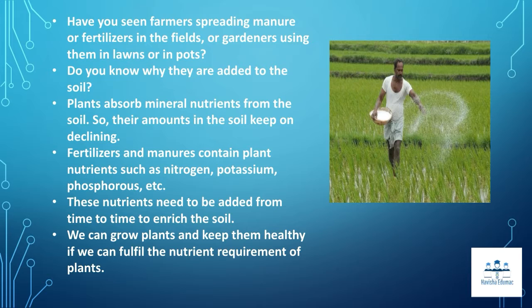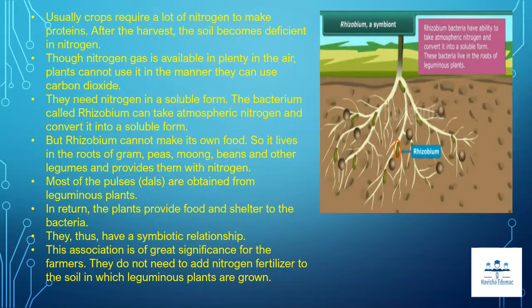We can grow plants and keep them healthy if we can fulfill the nutrient requirement of plants. Usually, crops require a lot of nitrogen to make proteins. After the harvest, the soil becomes deficient in nitrogen. Though nitrogen gas is available in plenty in the air, plants cannot use it in the manner they can use carbon dioxide. They need nitrogen in a soluble form.